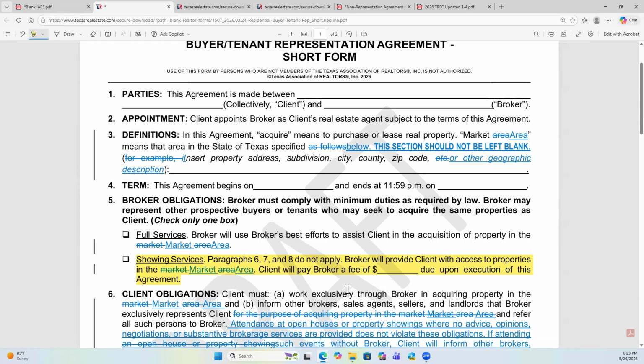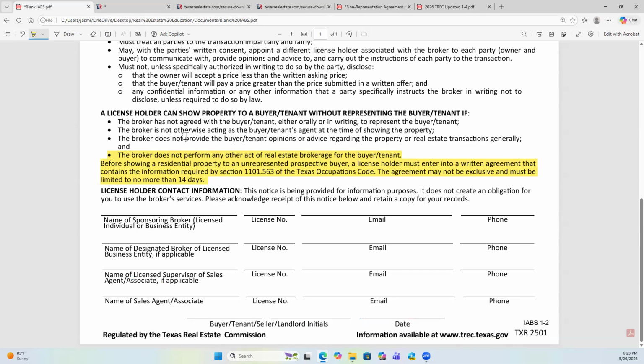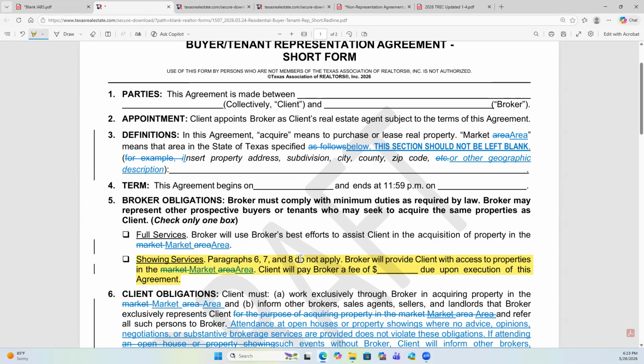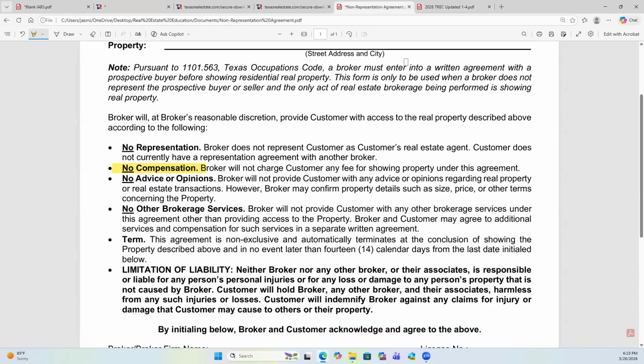Okay. So simply to just do some brokerage services, we are now following suit from this yellow here that there must be, right here, the license holder must enter into a written agreement for what? Any brokerage services. Opening doors is a brokerage service. Okay. But there are two different ways you could do it. You can get paid to do it here, or you cannot get paid to do it here. Or again, this could be for open houses.